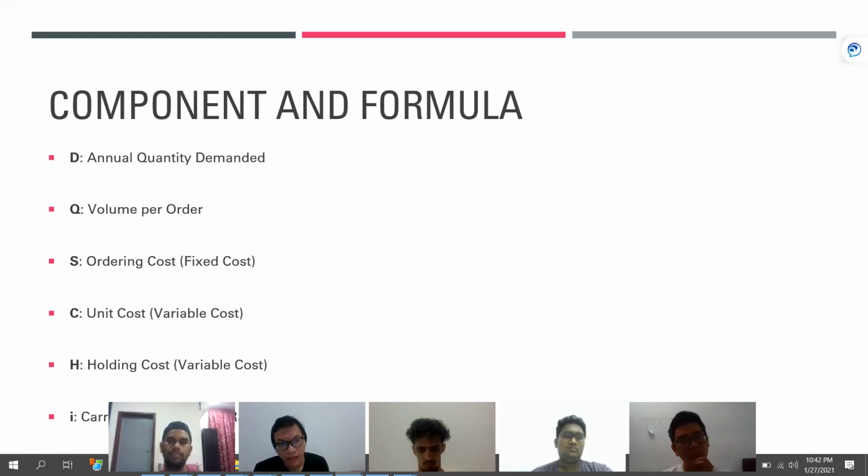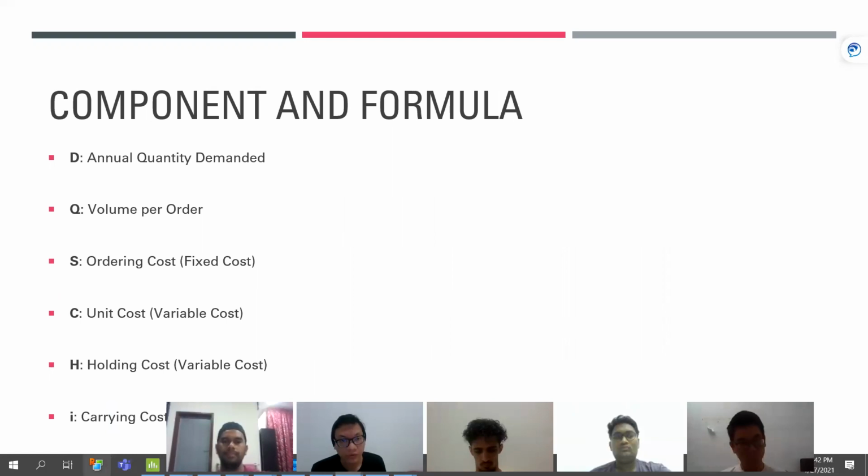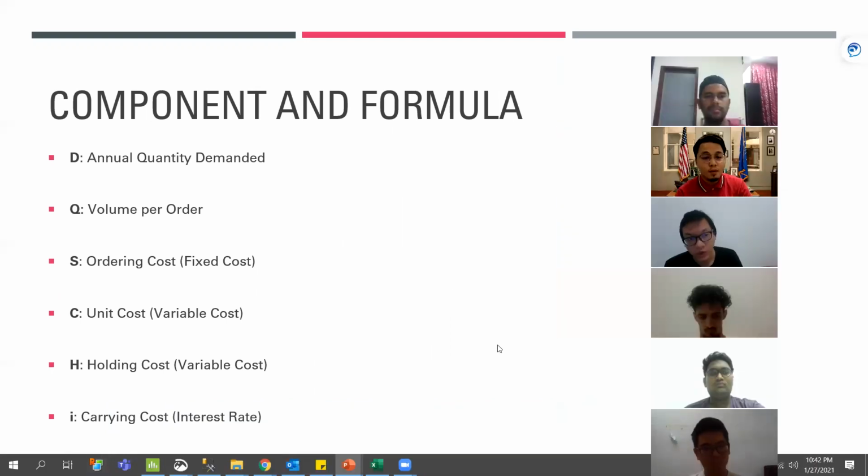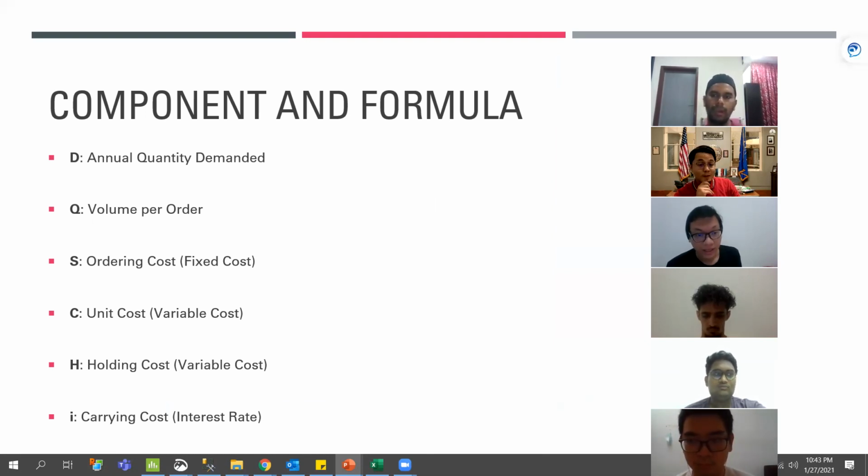Hi. My name is Muhammad Ashraf Hussein bin Umar, GS 59129. For EOQ, these are the components and formula, the parameters that we need to identify before we answer the example. First, D is annual quantity demanded, Q is volume per order, S is ordering cost or fixed cost, C is the unit cost or variable cost, H is holding cost, also a variable cost, and I is the carrying cost, in other words the interest rate. Okay, next, Zam.